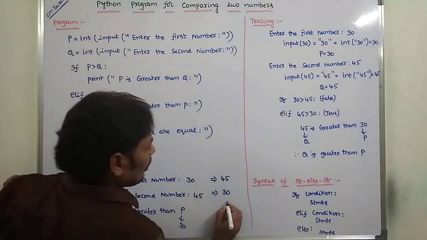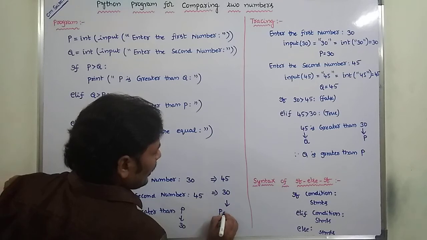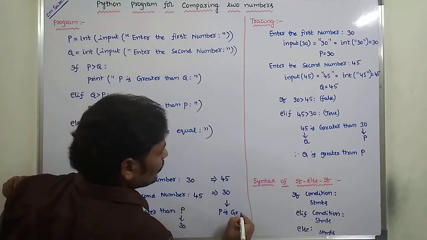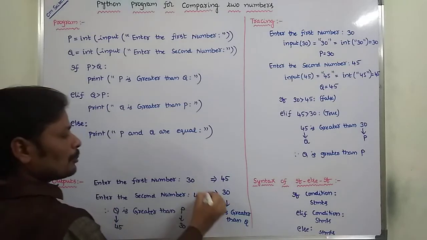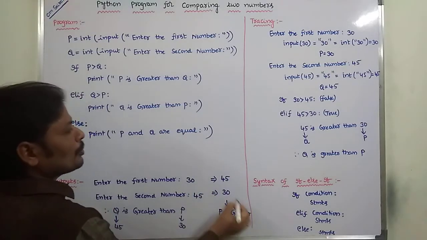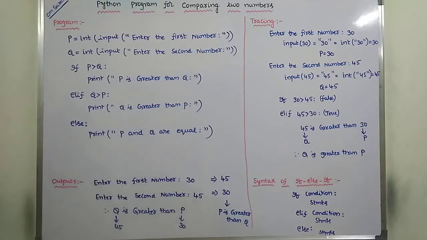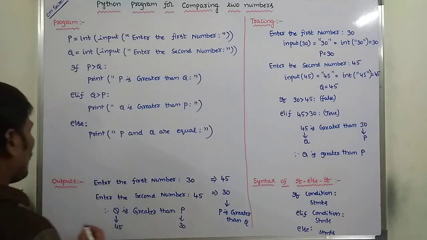Here, what is the output we are getting? P is greater than q. So this output we are getting. Whenever these inputs are given, this output we are getting. Okay, so next another output.